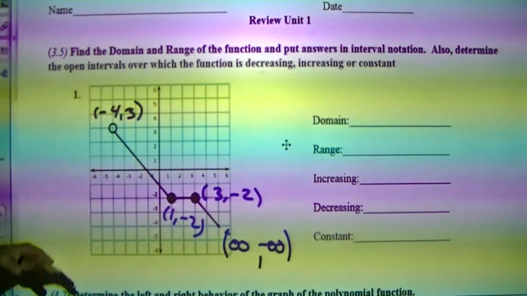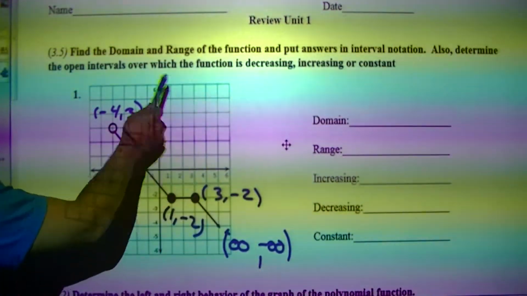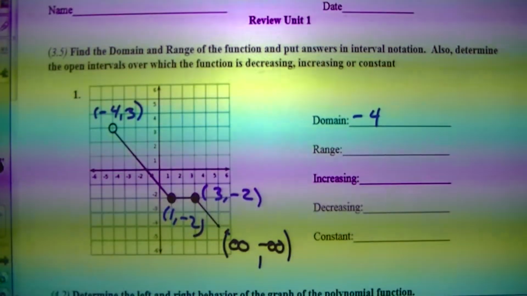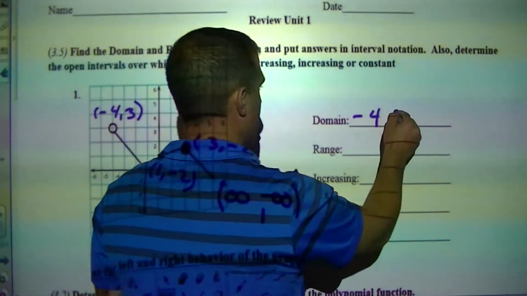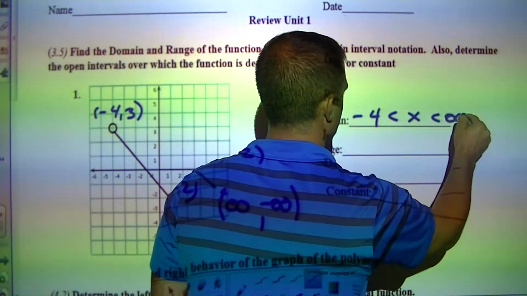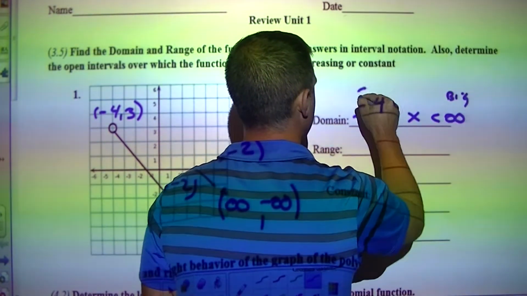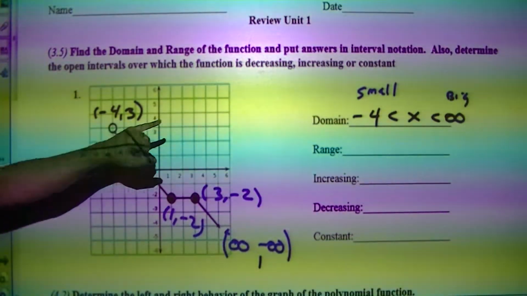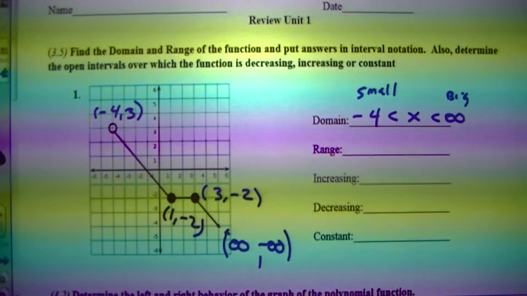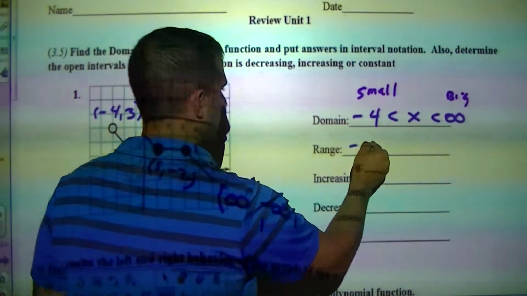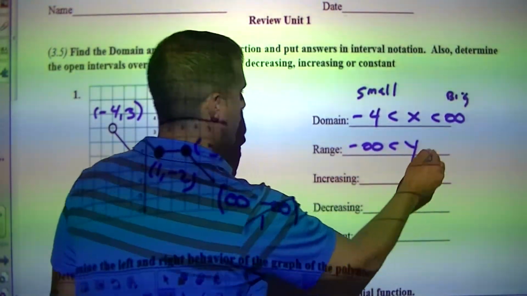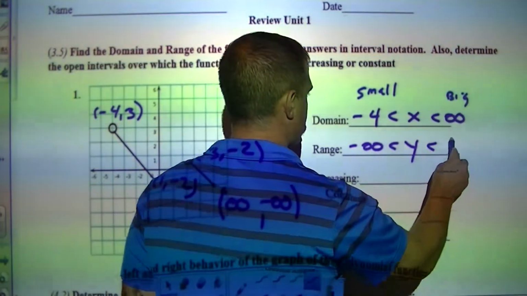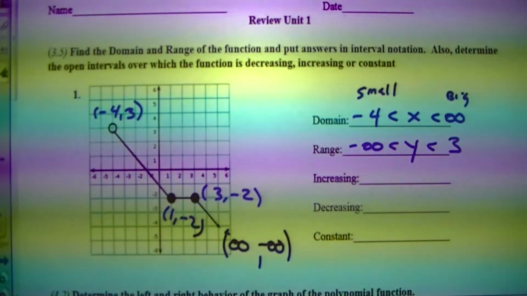Okay, so to do the domain, what I'm looking at is what is the smallest of all these x values. The smallest x value of all these is negative 4. What's the biggest one? The biggest one is infinity. That's the biggest and that's the smallest. So when you do domain and range, that's what you have to do, small and big. Now since that's an open circle, it's going to be an open circle there. My range, what's my smallest y value? The smallest y value is negative infinity. Make sure you use y for range. What's my biggest one? My biggest one is 3. Once again, because it's an open circle, that's what I'm going to have to do.